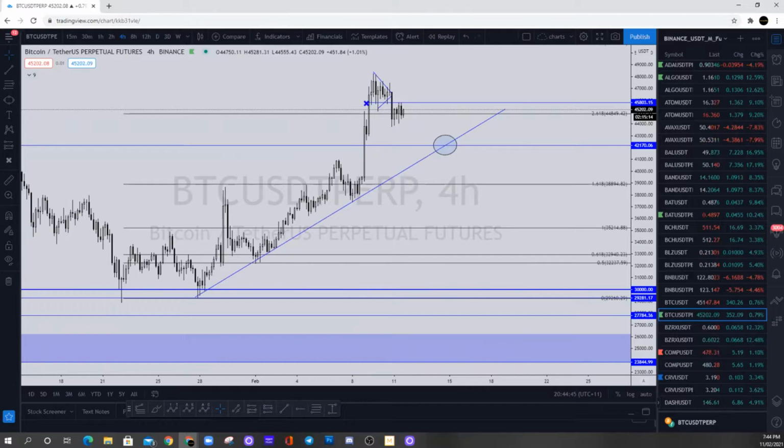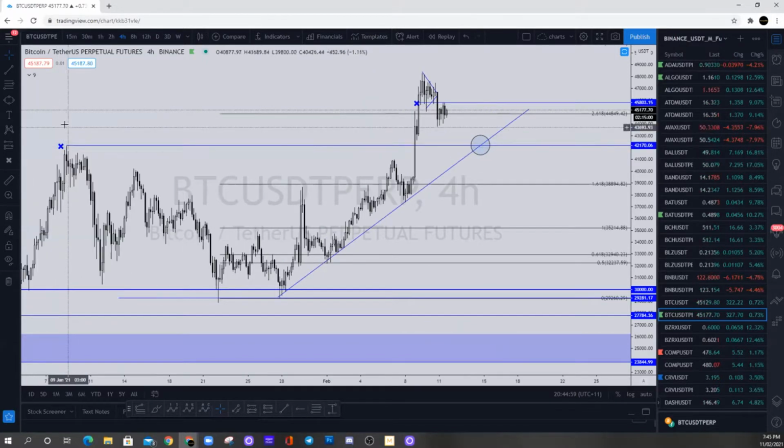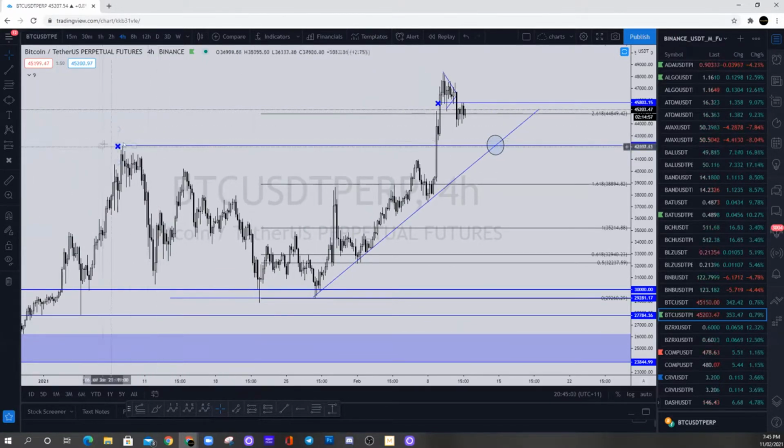Sorry, if you see me pausing, it's because people are still joining, so I'm just letting them in as we go. I wouldn't mind betting that we come down to see 42,000. That's my best guess at this stage. I don't have a crystal ball, but I am looking at coming down to retest this previous high over here.